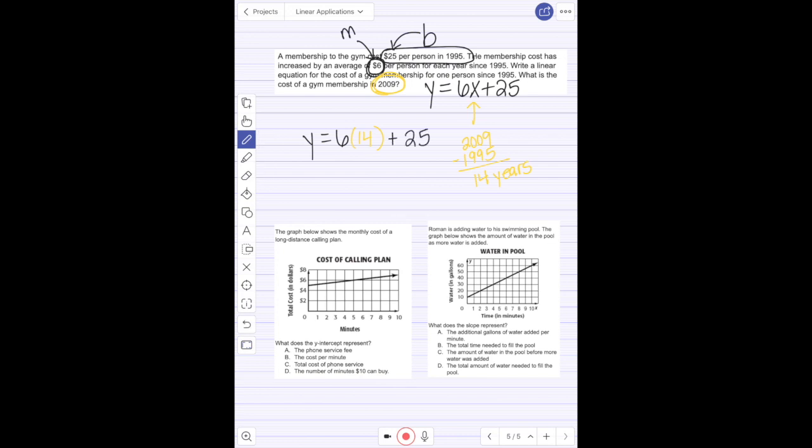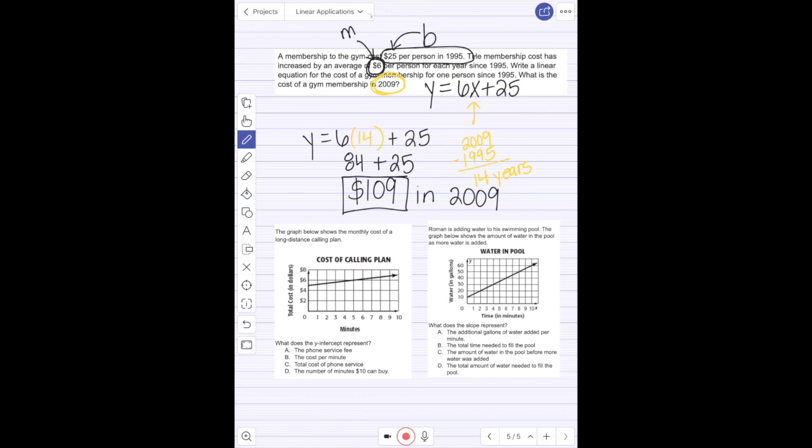All right, so 6 times 14, that's going to be $84. So over that 14-year time frame, it increased by $84, but it was initially $25. So 84 plus 25 is going to give me a membership fee of $109 now in 2009. All right, so anytime they give you the year that it started and then they give you a year that they want you to calculate, you need to make sure you subtract the years, okay?